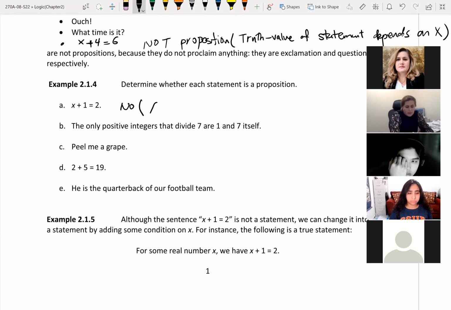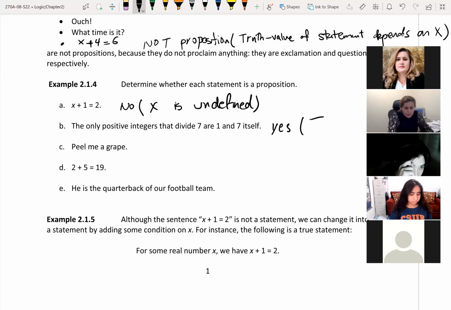So x is undefined or unknown. The only positive integers that divide 7 are 1 and 7. Proposition or not? Yes. Actually, it's a true proposition, right?